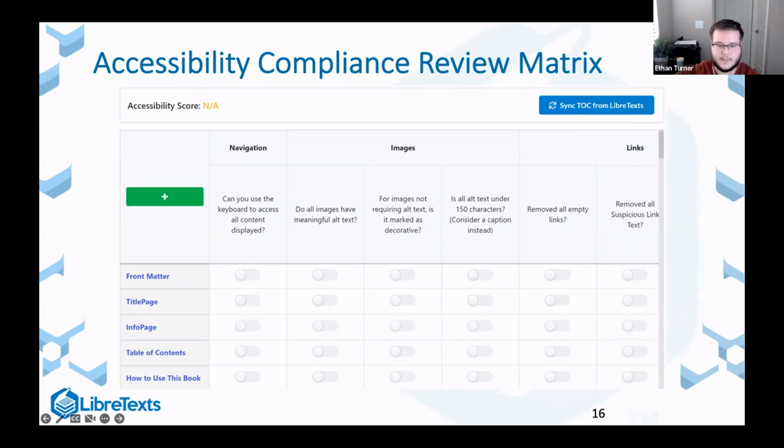So as you can see, there's a matrix on the left-hand side. You have each section of your page or of your textbook, and then along the horizontal is each criteria, and then it's grouped within categories like images, keyboard navigation, links, and so on. As powerful as this is now, we're actually planning to break it down even further in the hopes to make it easier for authors. We'll be doing that by splitting it into 3 smaller matrices.